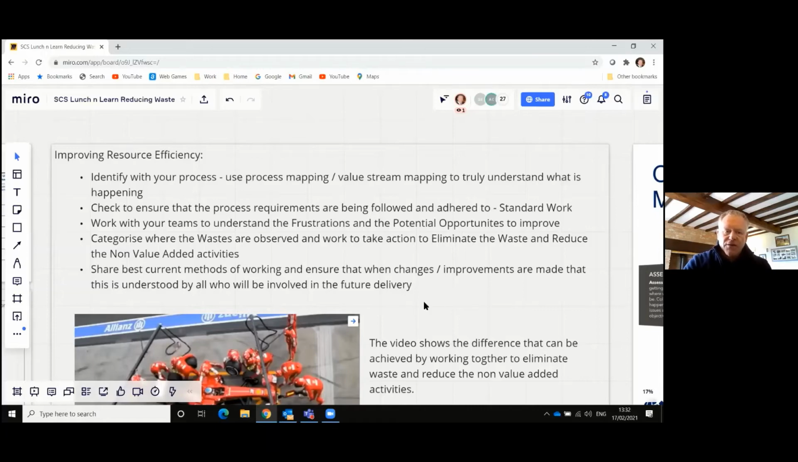Once you've identified good ways of working, a method of improving that resource efficiency is about sharing best current practices. So everybody within the team is working with that best standard. They're all delivering that work in the same way.